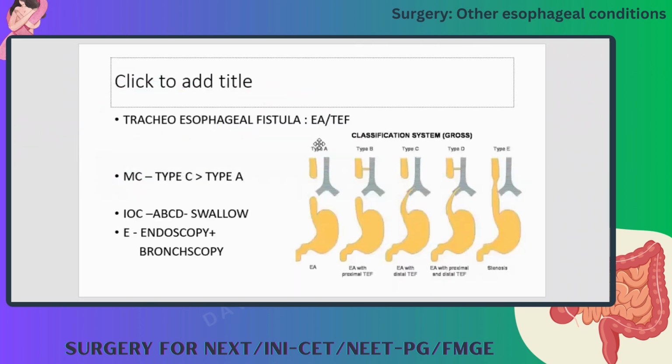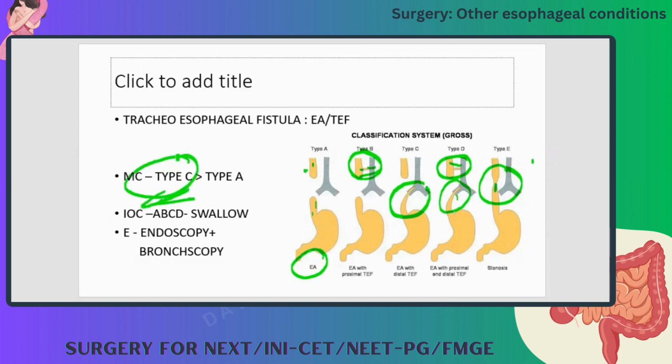And this is the tracheoesophageal fistula. In the morning I was telling you about tracheoesophageal fistula. See here, this is the esophagus, and it has a fistula here. This is only atresia, esophageal atresia. This has a fistula. This has fistula both upper and lower, and this has only stenosis. So these are types 1, 2, 3, 4, 5, like type A, B, C, D, E. Type C is the most common.